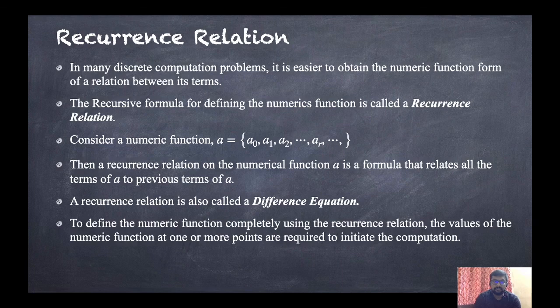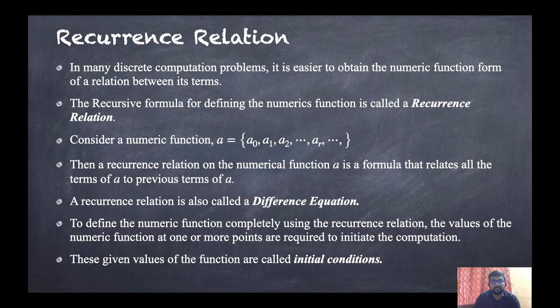To define the numeric function completely using the recurrence relation, the values of the numeric function at one or more points are required to initiate the computation. These given values of the function are called initial conditions.